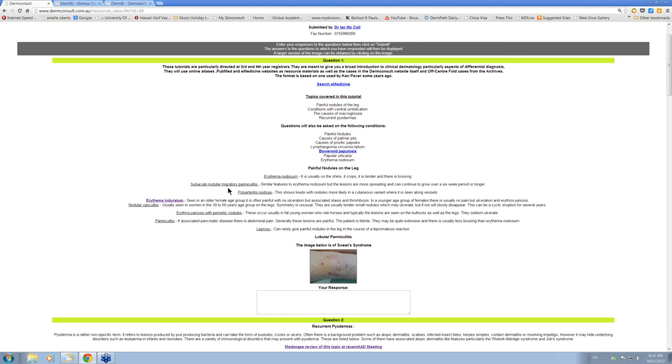What about subacute nodular migratory panniculitis? Lovely big name, that. Basically similar features to erythema nodosum. The lesions are more spreading and can continue to go over a 6-week period or longer. Remember, if you're going to do a biopsy in erythema nodosum, because it's a panniculitis, make sure you do an incisional biopsy and get a wedge of tissue down to the fat, because you've got to do this to see where the damage is. The pathology is deep, and punch biopsies may not be able to find that for you.